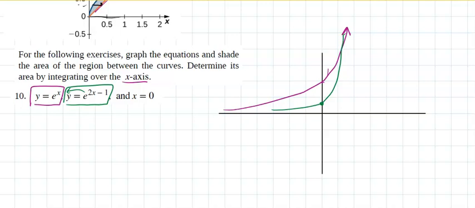Now, the deal is I need to know where they meet. It says the following: graph the equations, shade the area of the region between the curves, and determine its area. They want us to run x equals 0, which is a vertical line. So we know the area is right there. That's the area they're talking about. What I need to know is, where does this point happen?